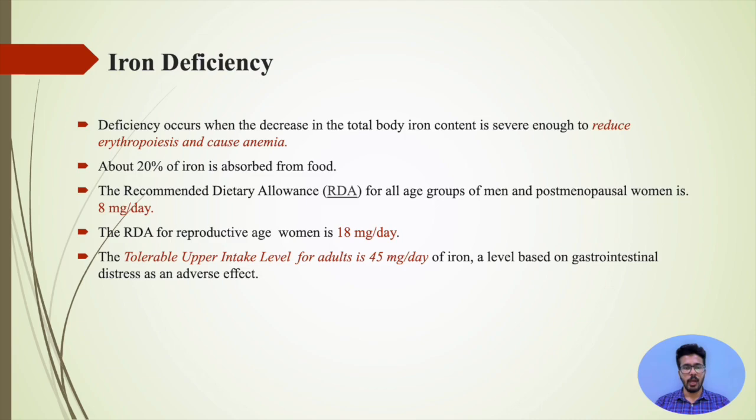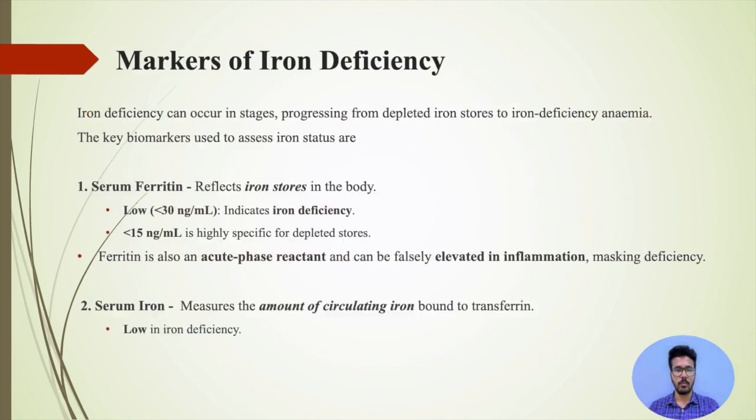Now focusing on iron deficiency. Iron deficiency occurs when the decrease in total body iron content is severe enough to reduce erythropoiesis and cause anemia. About 20% of iron is absorbed from food. The recommended daily allowance (RDA) for all age groups of men and postmenopausal women is 8 mg per day, while the RDA for women of reproductive age is 18 mg per day. The maximum tolerable upper intake level of iron for adults is 45 mg per day. The value is based on GI distress and the adverse effects caused by excess iron.